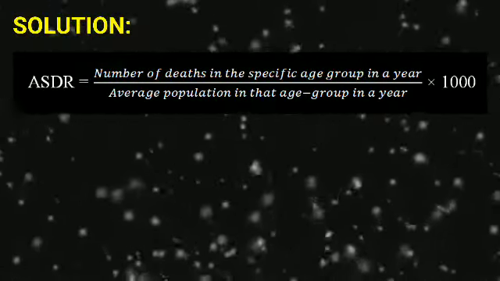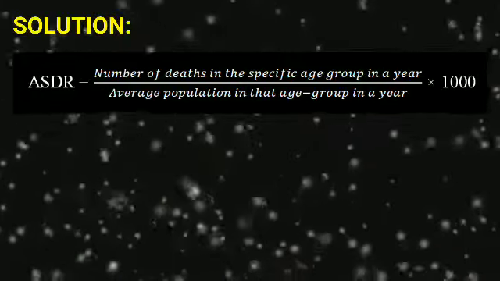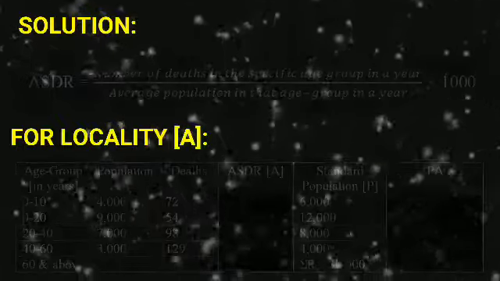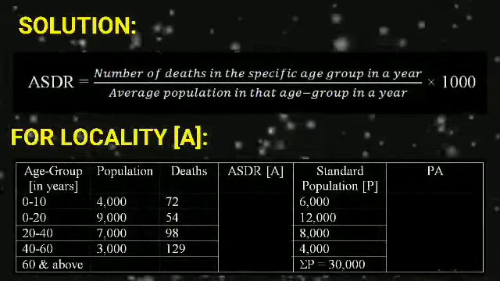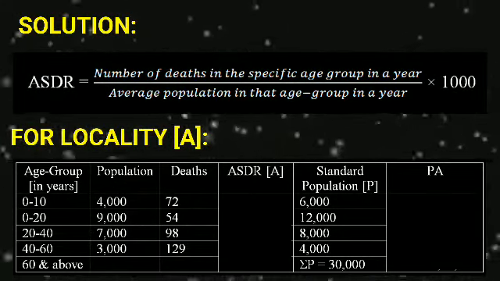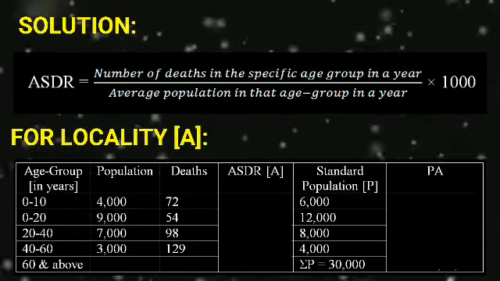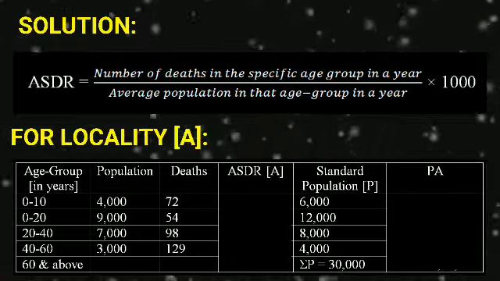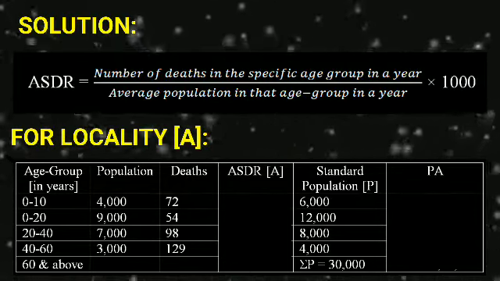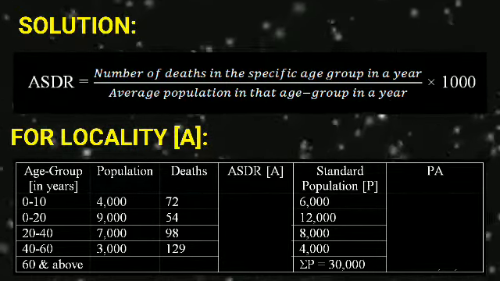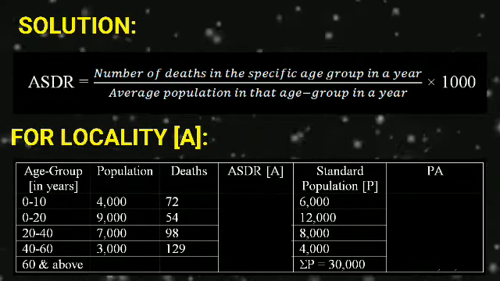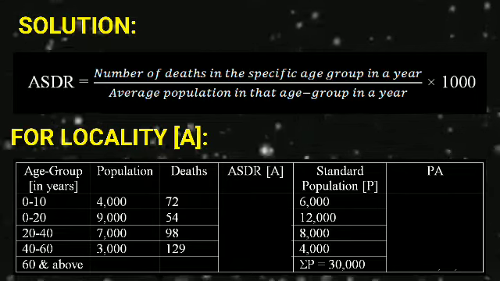Now, as you all know, you should find the ASTR value for both localities A and B. So first take the side heading as locality A, because you should compute the standardized death rate for the first locality as well as for the second locality. So first let us compute the values for locality A. Side heading: locality A. Now for locality A, consider the data which belongs to locality A.